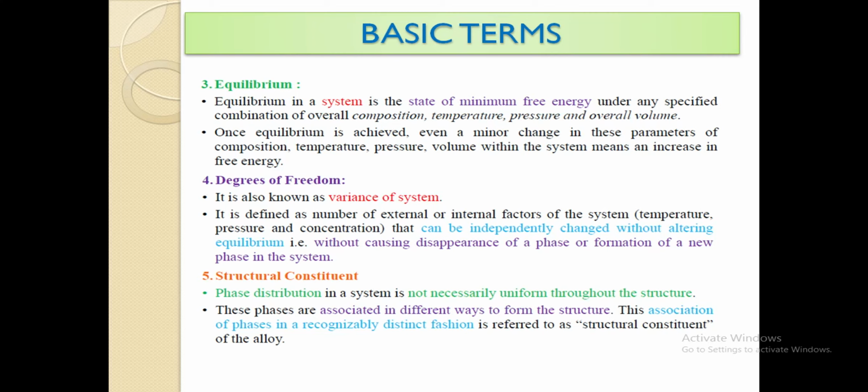Degrees of freedom. It is also known as variance of a system. It is defined as the number of external or internal factors of the system, temperature, pressure, and concentration, that can be independently changed without altering equilibrium, that is, without causing disappearance of a phase or formation of a new phase in the system.